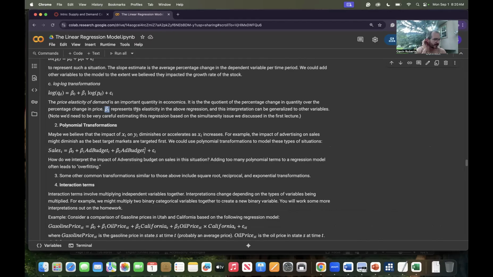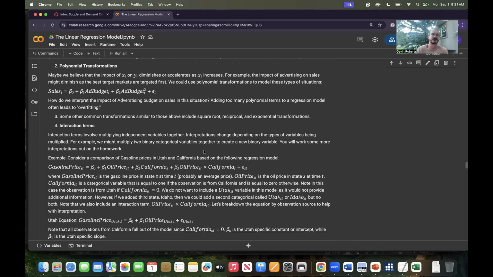So we could say something like if the price goes up by 1%, the quantity decreases, presumably because of the law of demand, by beta 1%, right? Decreases by the law of demand because quantity demanded should decrease if price goes up, from the last slides, from the last video lecture. Polynomial transformations.